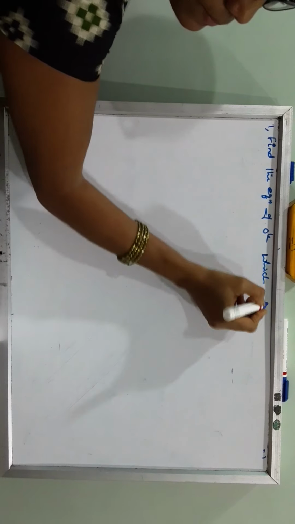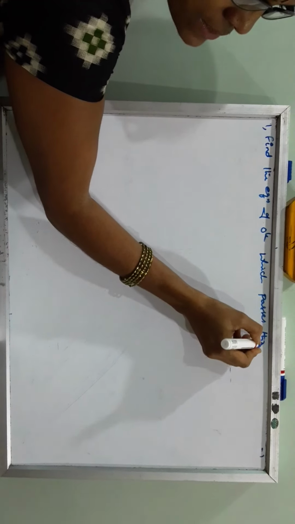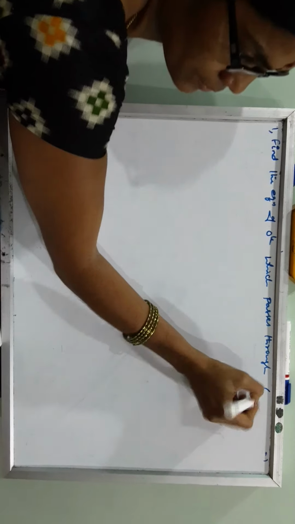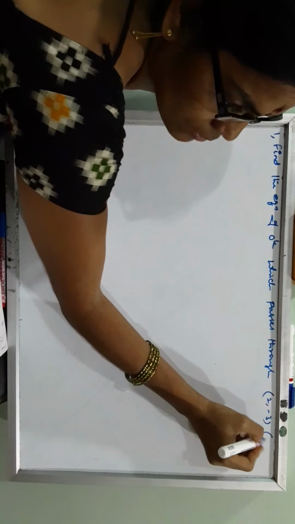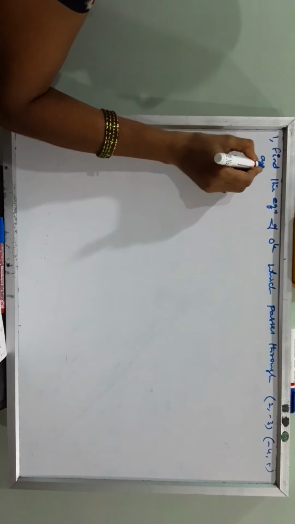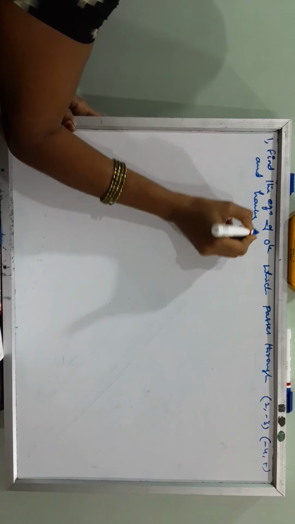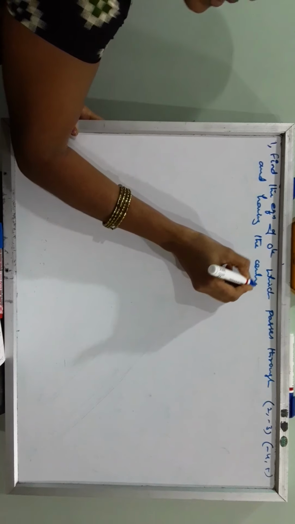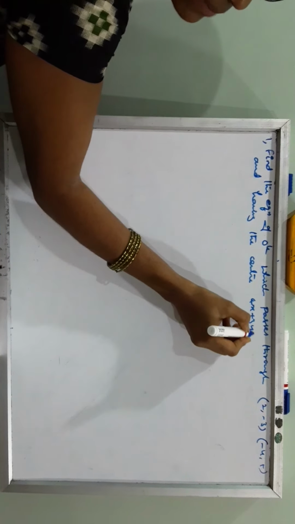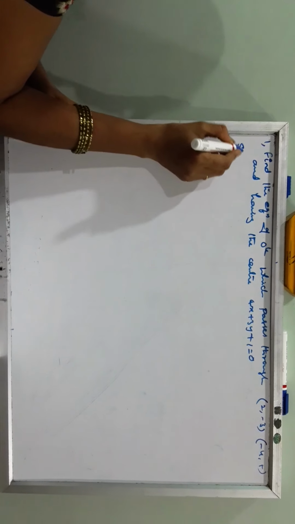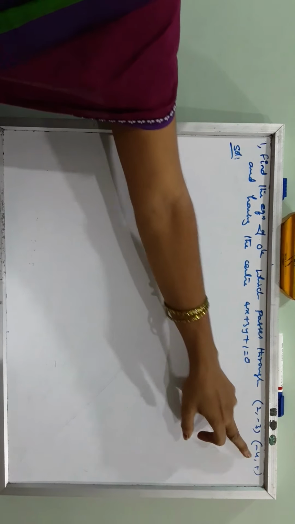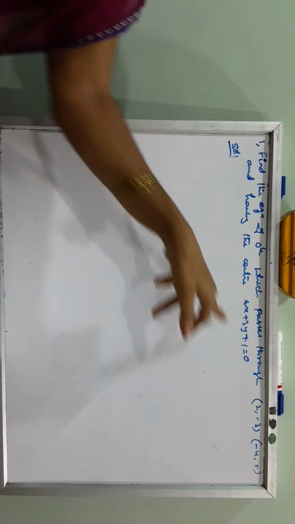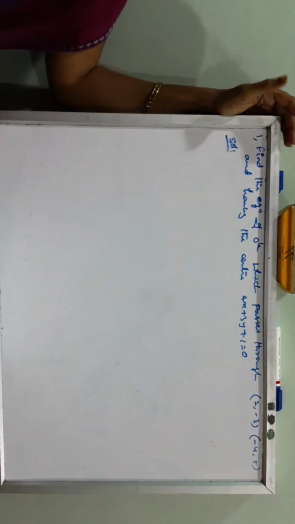Find the equation of circle which passes through the points (2, -3) and (-4, 5), and having the center on the line 4x + 3y + 1 = 0.